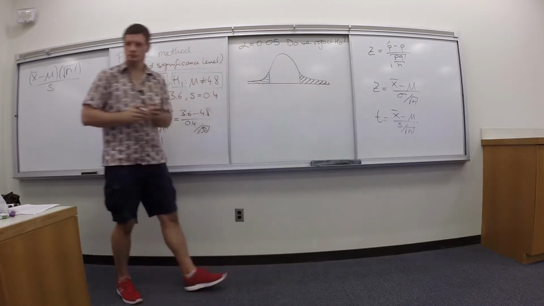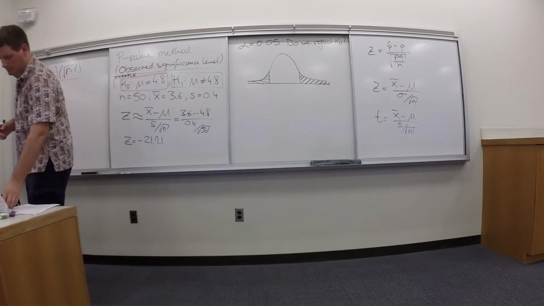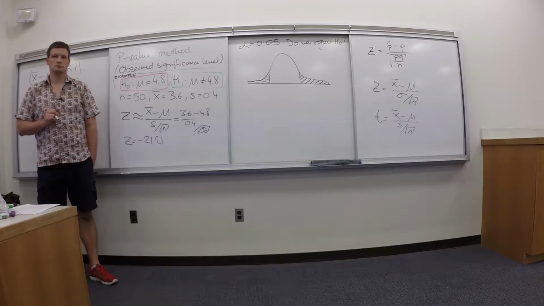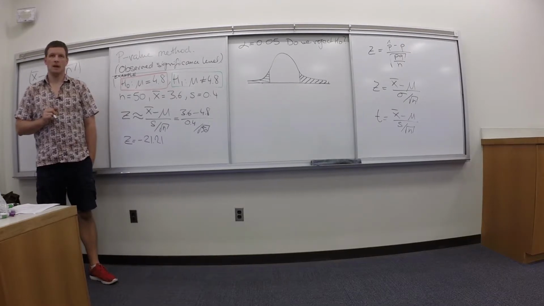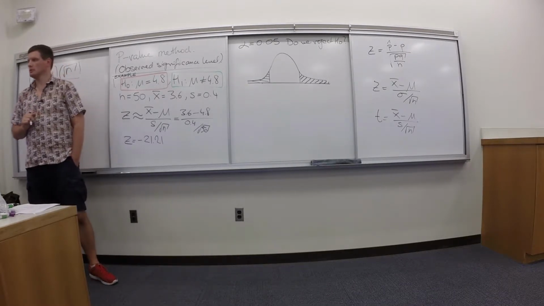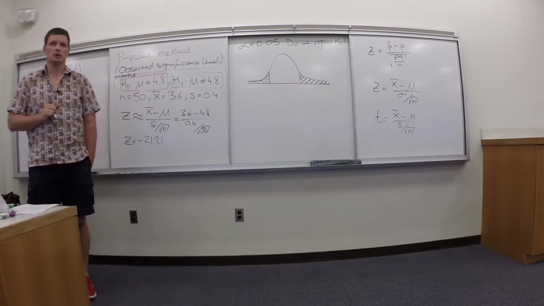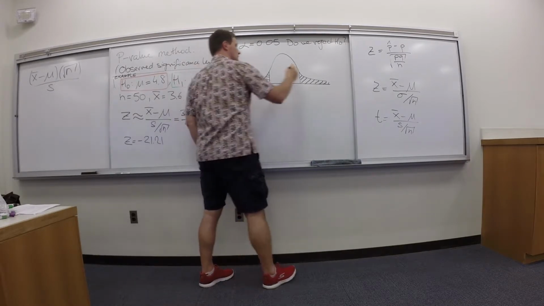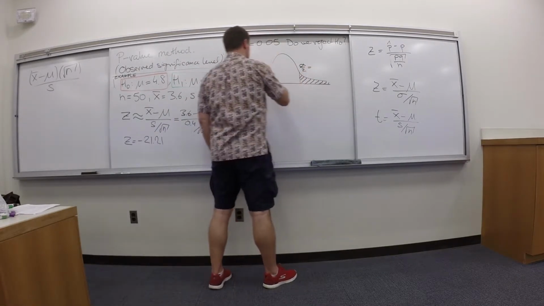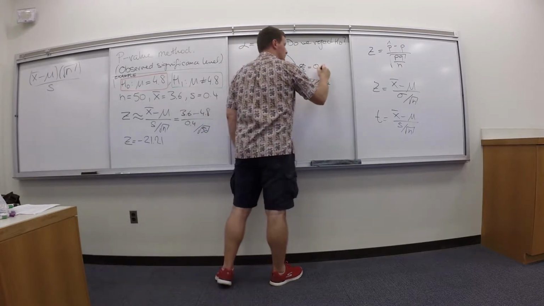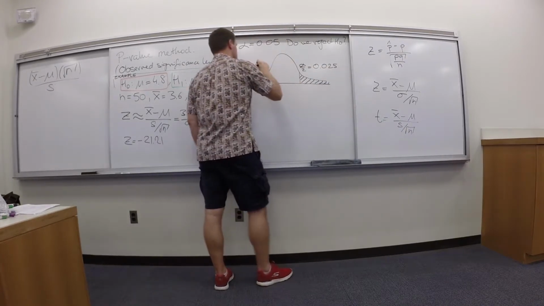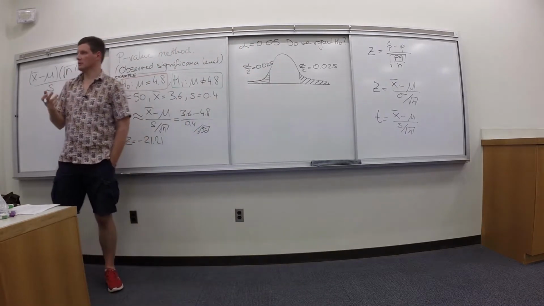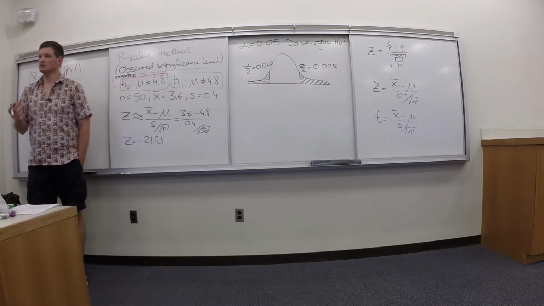So where can I find alpha? Where's alpha on this picture? Both sides together are alpha, and because this is a symmetric picture, both sides are alpha over 2. Half of this is 0.025. So the next step, after we found alpha, was to find the critical values.